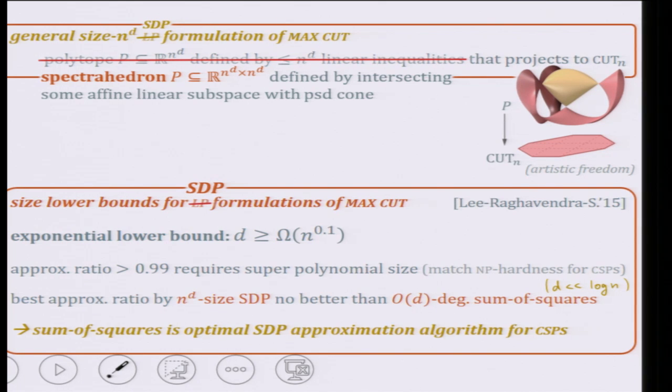As I said before, we also identify the optimal approximation algorithm in this case. And so what it means is that if you look at the best approximation ratio achieved by n to the d size SDP for max cut, this is no better than the approximation ratio achieved by the sum of squares algorithm of comparable size. Okay, so the sum of squares is a concrete SDP algorithm, and if you look at the corresponding size version of sum of squares, then you get at least an approximation ratio.